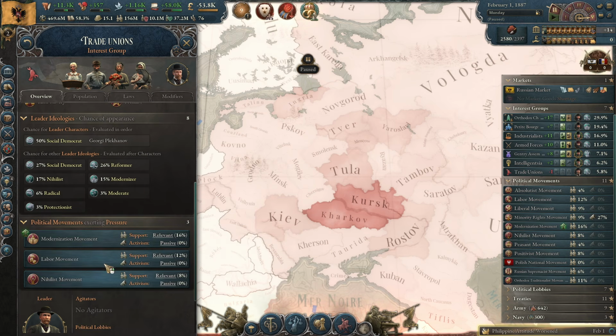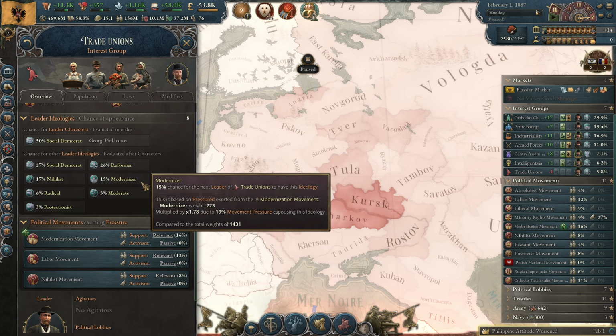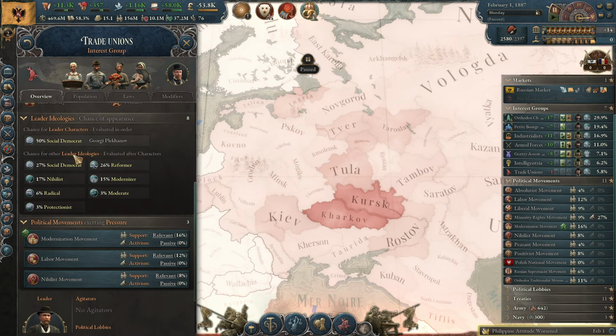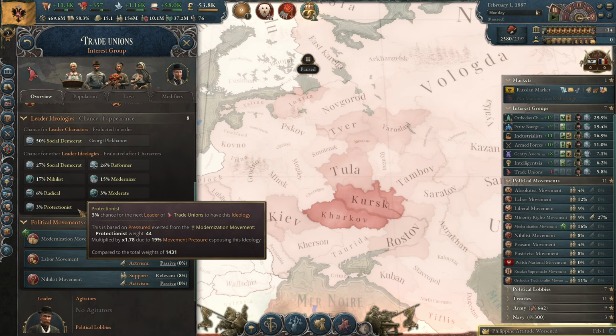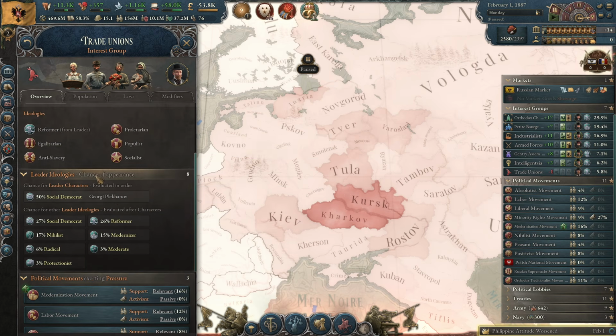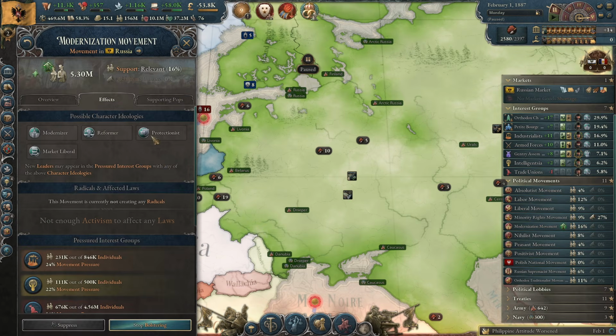Three different movements are exerting pressure, though. The modernization movement is also adding pressure, which is giving them a decent chance to end up getting a modernizer. And the nihilist movement is also adding pressure. So this is causing it to where one of their core leader ideology changes is going to be one of these four. They could still get a protectionist in the end, but the weight is pretty low, and it's just due to other pressures. And a moderate is hilariously unlikely. So movements can be a way for you to help pressure your interest groups into getting certain leaders when all other rules are failing.